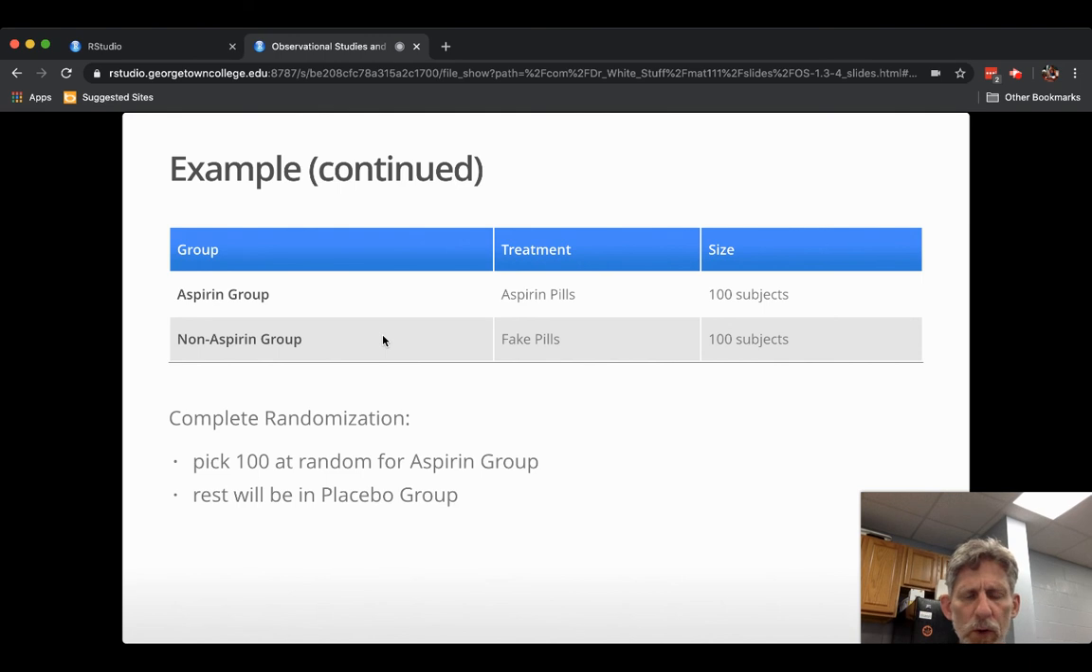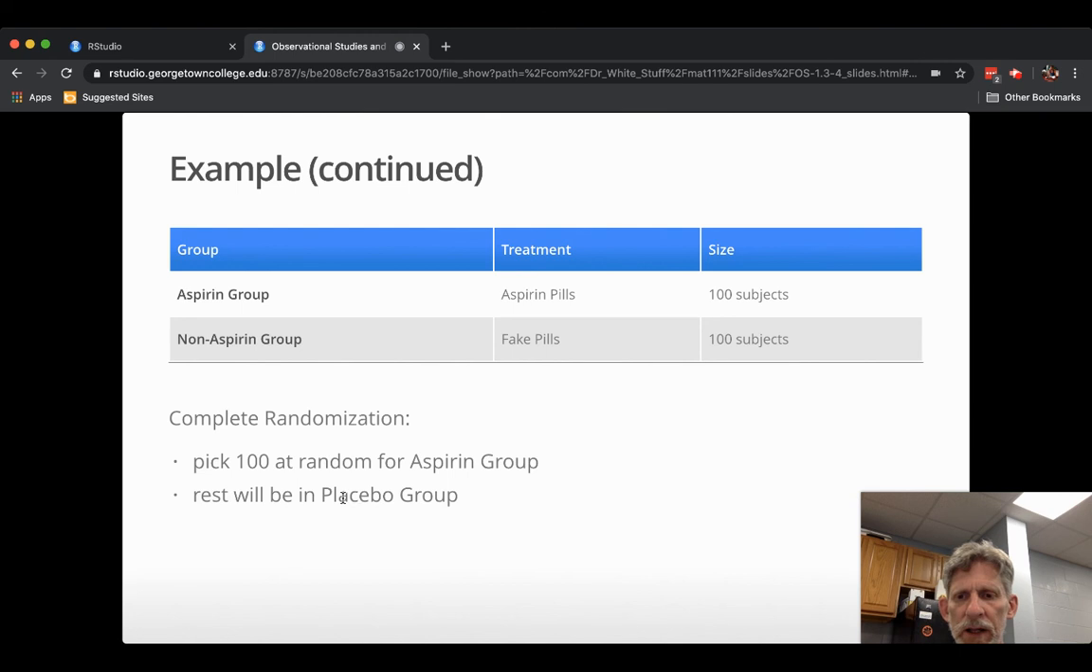Maybe you can design it so that you want the two groups to be the same size. That's often a nice idea if you can arrange it. And so the aspirin group, you can plan for it to have 100 subjects, and the non-aspirin group, you can plan for it to have 100 subjects as well, out of the 200 who have volunteered to be in the experiment. All you've got to do is pick randomly out of your 200 people, pick 100 of them to be in the aspirin group. And then the remaining 100, just throw them into the non-aspirin group.